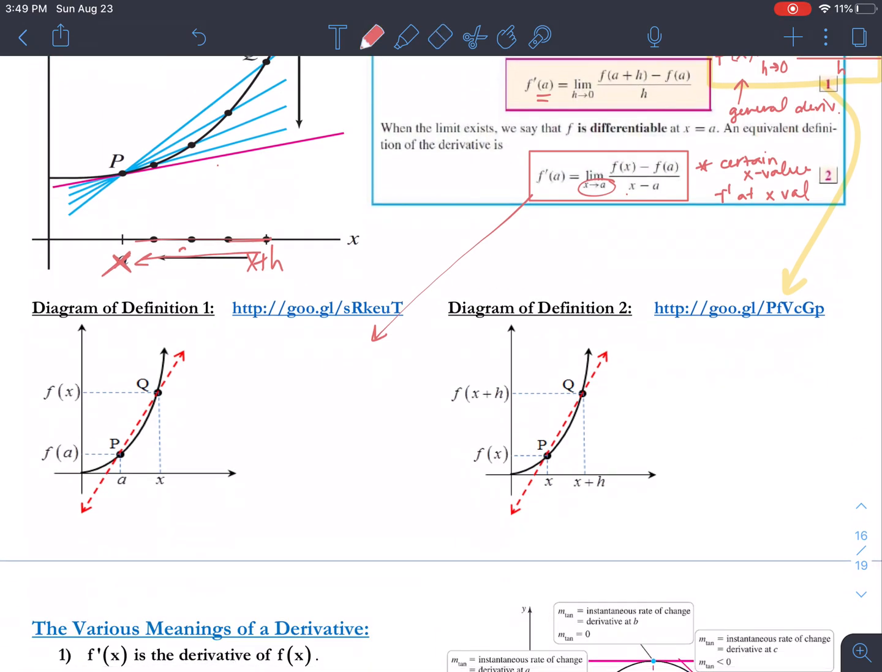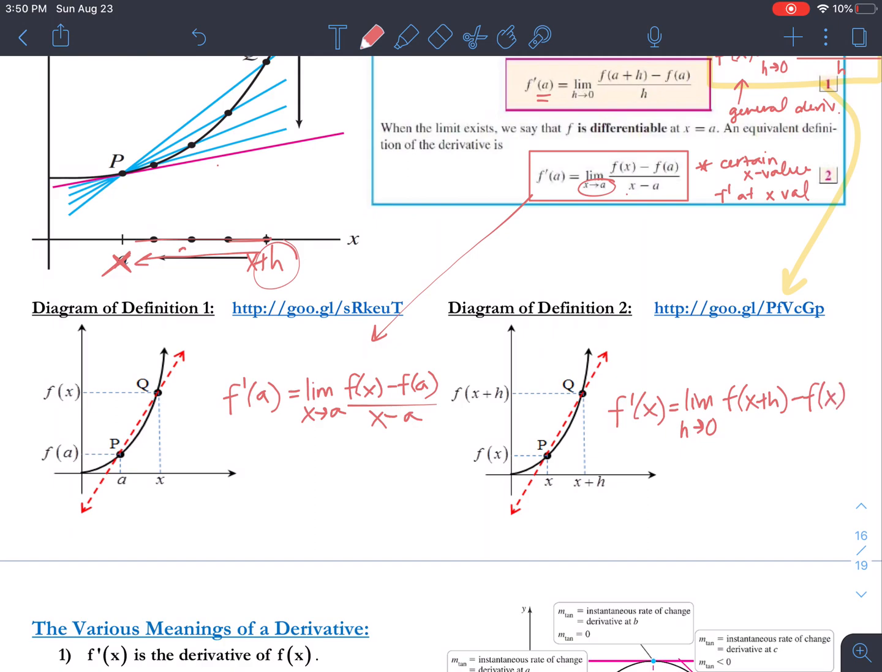Again, this definition here, I'll rewrite them for you guys: f prime of a is equal to the limit as x approaches a of f of x minus f of a over x minus a. In this one, we're talking more general: f prime of x is equal to the limit as h approaches 0, so like I said, that little h value gets really, really close to not existing, of f of x plus h minus f of x over h. So write those two down, pause if you need to. I think this is the best way of looking at it.